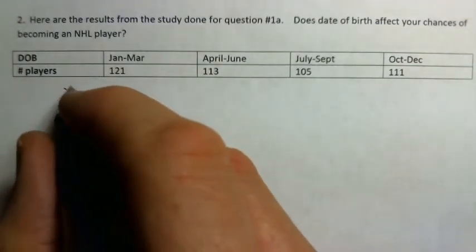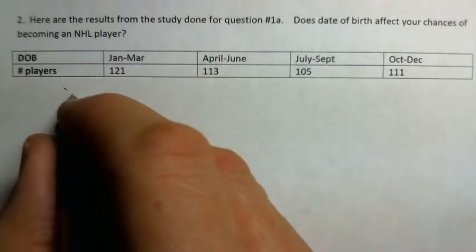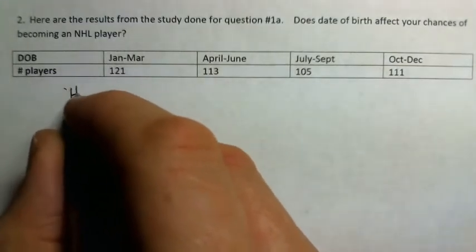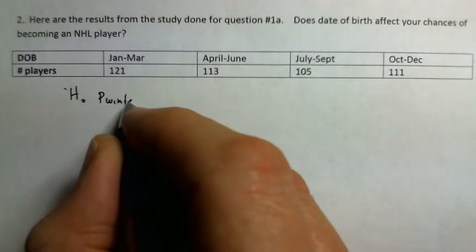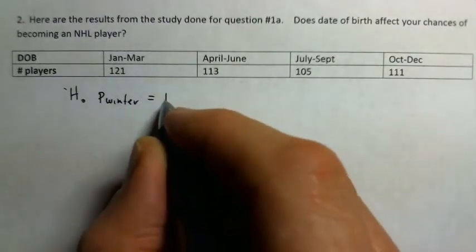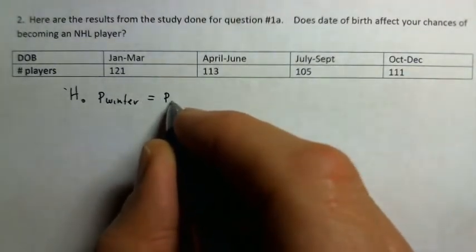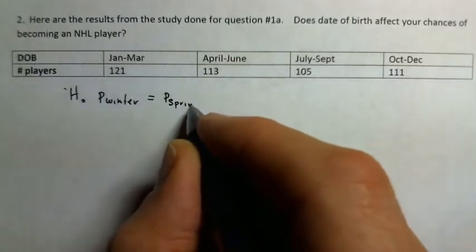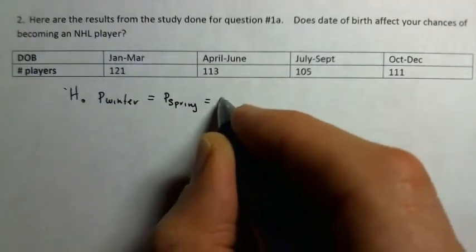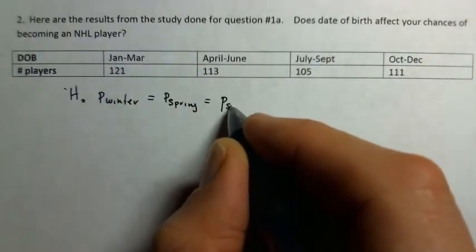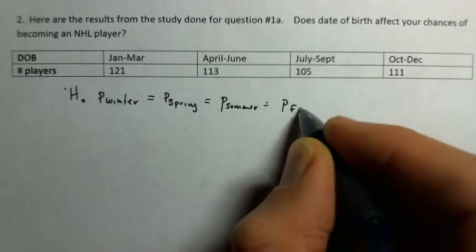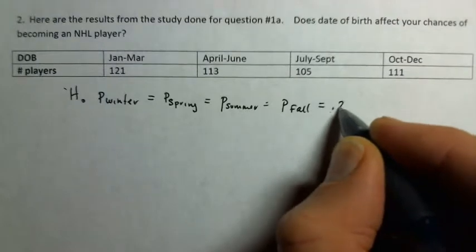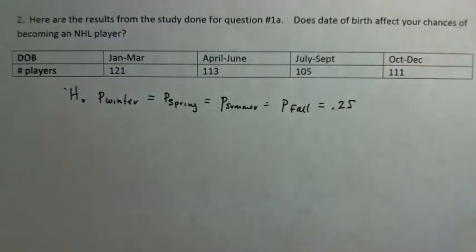And your hypothesis is going to be this. The probability that a player will be born in the winter is equal to the probability that a player will be born in the spring, which is equal to the probability that a player will be born in the summer. That's your null hypothesis.